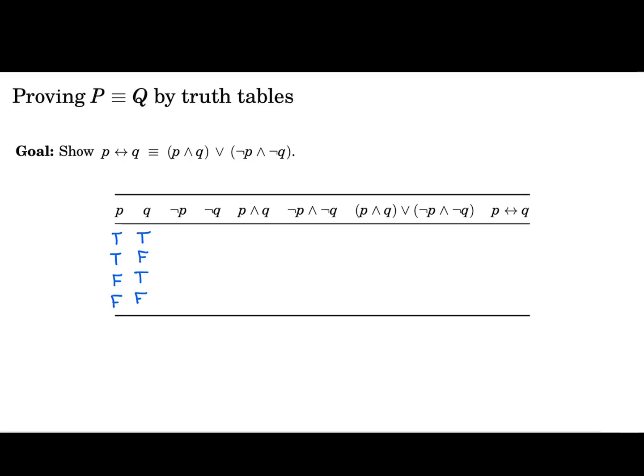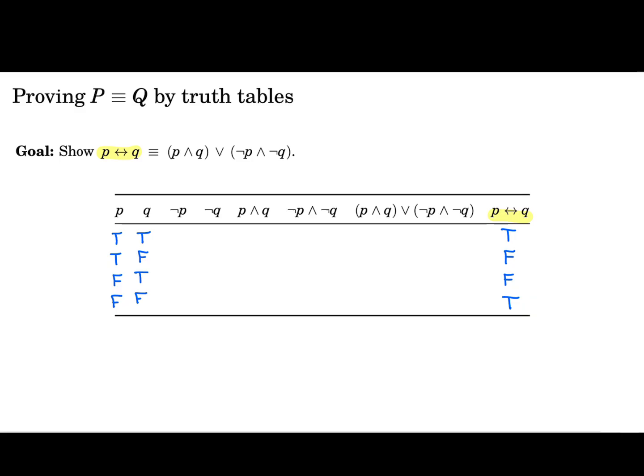Now the left-hand side: we saw already the biconditional truth table. It's true when both of them have the same value. So it's going to be true when P and Q are both true and when they are both false, and false in the other cases. So this will be true, false, false, true, right? And that already gives us the left-hand side.